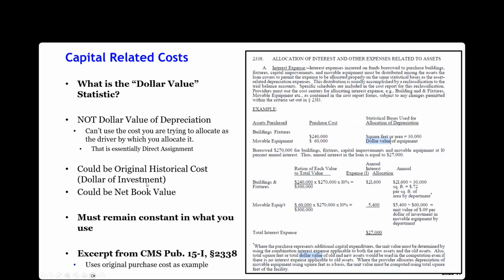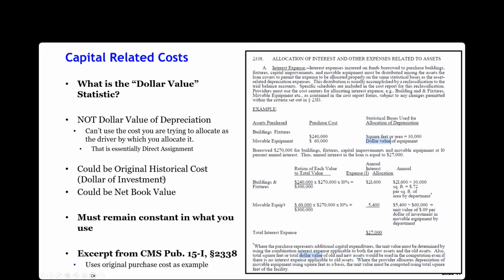Initially, the dollar of investment, or you could argue it might be your net book value at this time for those assets. If you go to section 2338, that's really the only clean reference I've seen that tells you much about dollar value. They say dollar value of equipment, but down here in their example, they go a little bit more into detail when they're calculating that rate per, instead of square footage, it's per dollar value of investment in movable equipment. So dollar of investment, that can really only mean the original historical cost that you invested.